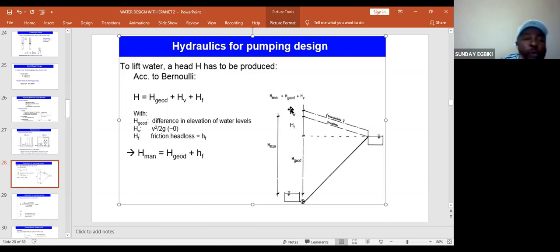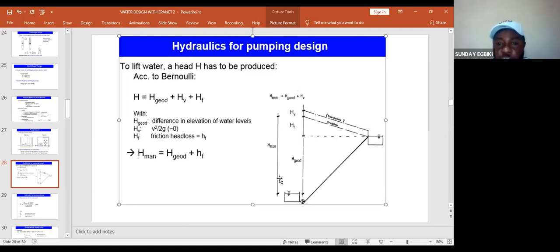But in calculating pump head, you neglect the effect of the velocity head because it tends to be negligible. If you take a velocity of flow in a water distribution to be, let's say, 0.6 meter per second, and you square it, V squared divided by 2g, 0.6 squared is about 0.036. If you divide it by 2 times 9.81, you can see the value will be tending towards 0. So that is why in calculating your pump head, you just neglect the effect of the velocity head.